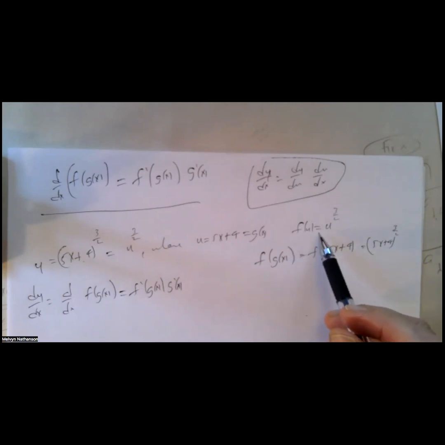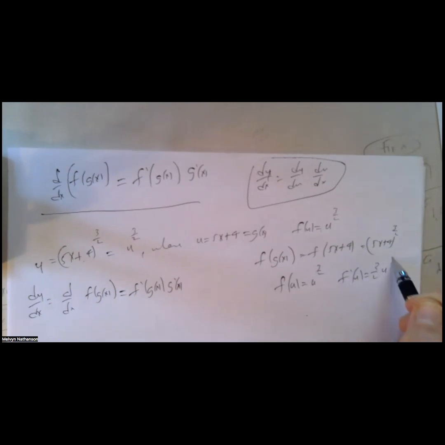But for these functions, it's easy to figure out the derivatives. If f of u is u to the 3 halves, by the power rule f prime of u is 3 halves u to the 3 halves minus 1, or a half. G of x is 5x plus 4, that's even easier. G prime of x is 5.